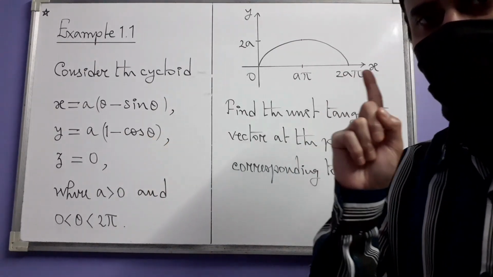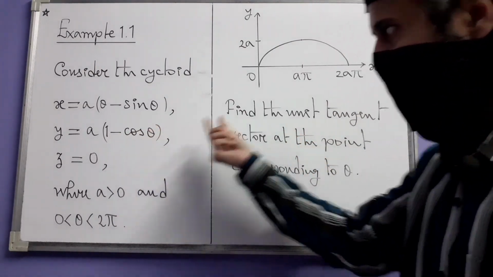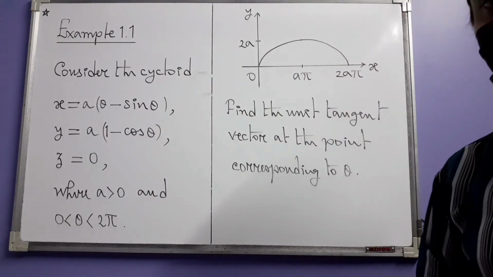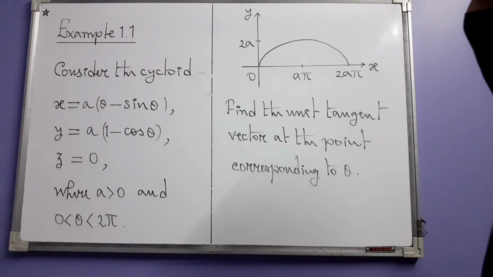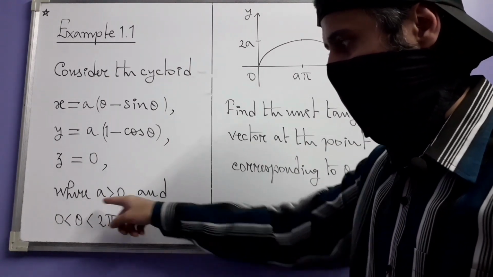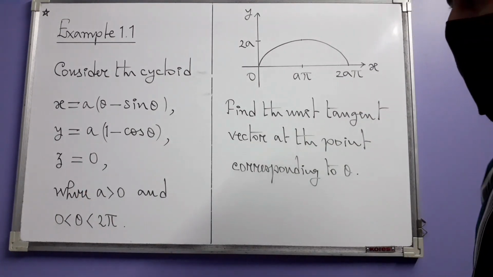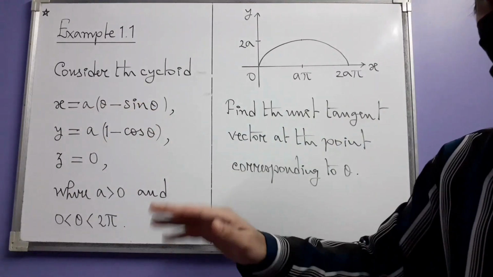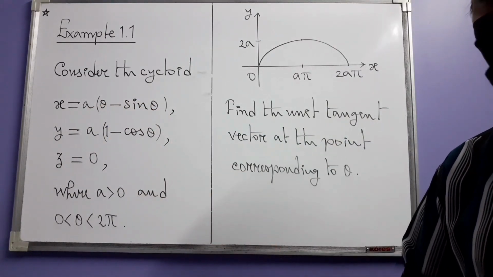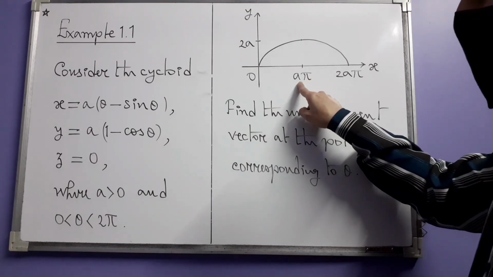Cos 2 pi is 1. So again you are getting 0. 2a pi comma 0, and z of course is 0. If instead you take theta equal to the middle point, say pi, then what do you get here? A times pi minus sin pi. Sin pi is again 0, so you get a pi.